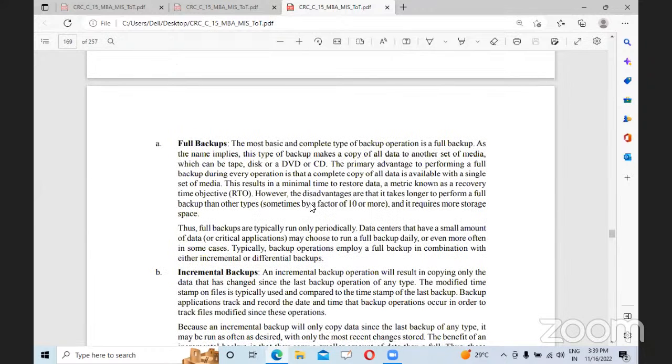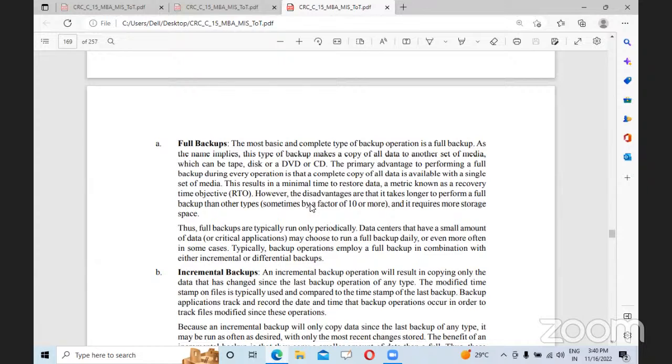And the next one is full backup. The most basic and complete type of backup operation is full backup. As the name implies, this type of backup makes a copy of all data to another set of media, which can be tape, disk, or DVD or CD. The primary advantage of performing a full backup during every operation is that a complete copy of all data is available with a single set of media. This results in a minimal time to restore data, a metric known as the recovery time objective.